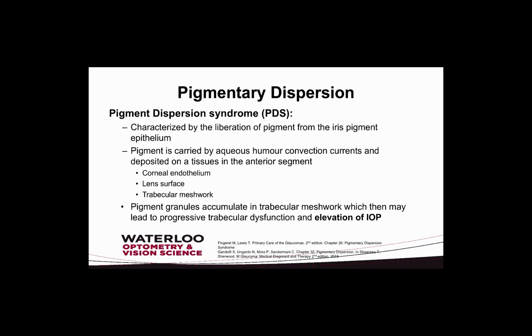The pigment granules accumulate in the trabecular meshwork, and this can lead to progressive trabecular dysfunction and eventually elevation of IOP. In the early stages of pigment dispersion syndrome, before we start to see an elevation in IOP, the trabecular meshwork is able to metabolize the pigment granules and clear them out of the trabecular meshwork so they don't cause a clogged drain. But once the trabecular meshwork no longer is able to get rid of the pigment at the same rate that it's accumulating, we end up with an elevation in IOP.